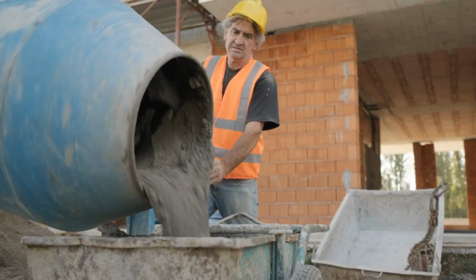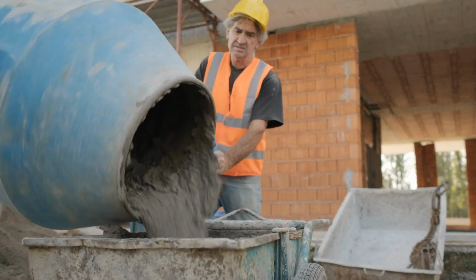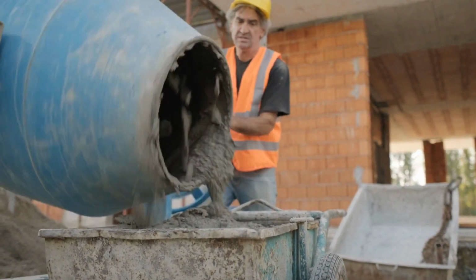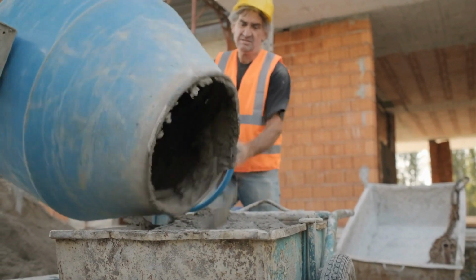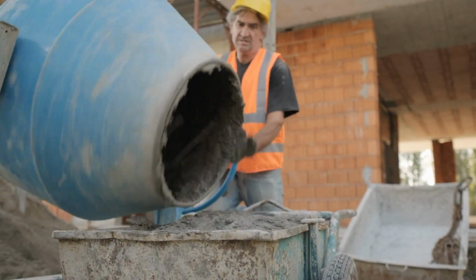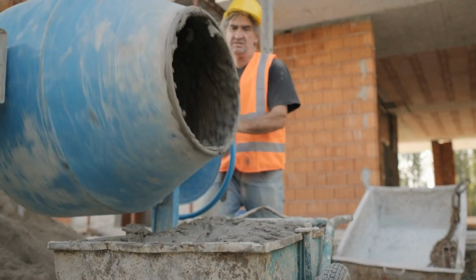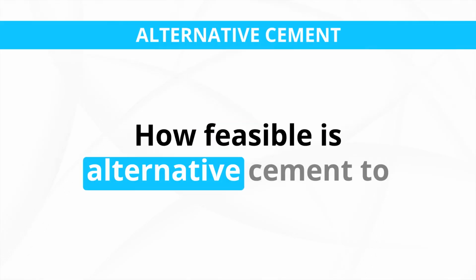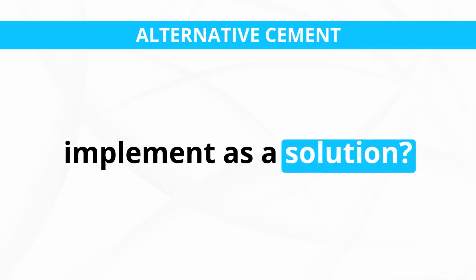The implementation of alternative cements might impact traditional cement manufacturers, potentially leading to the need for costly transitions or changes in business models. If the shift towards alternative cements results in decreased demand for traditional cement, investors in this sector might face financial losses. How feasible is alternative cement to implement as a solution?